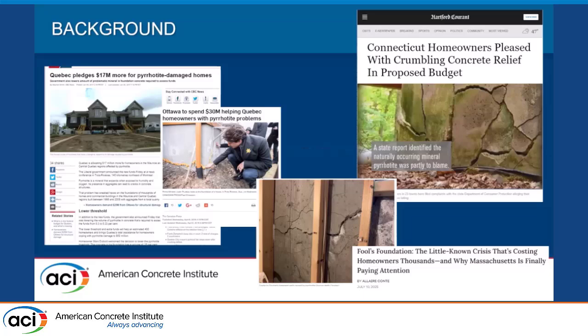So just to talk about why this is an issue for those of you who may not be familiar, there are thousands of concrete foundation structures in Connecticut, Massachusetts, and the Trois-Rivières portion of Quebec that have been affected by pyrrhotite-induced distress. So pyrrhotite and other iron sulfides, they can oxidize in concrete.